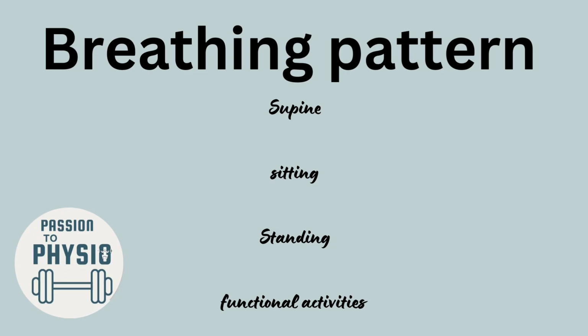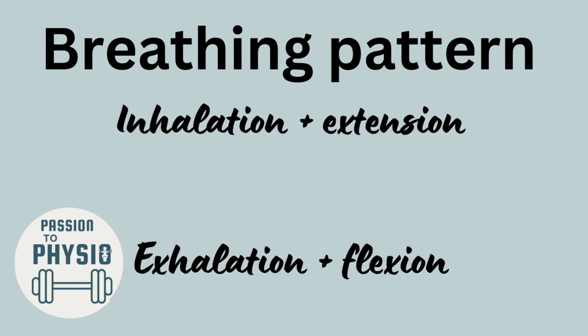With each of these progressively harder positions, the child may require repetition of the facilitation techniques. It is important to then incorporate the desired breathing pattern into functional activities. When performing ROM or strengthening exercises, add breathing as a component. Inhalation should be paired with extension and exhalation paired with flexion.